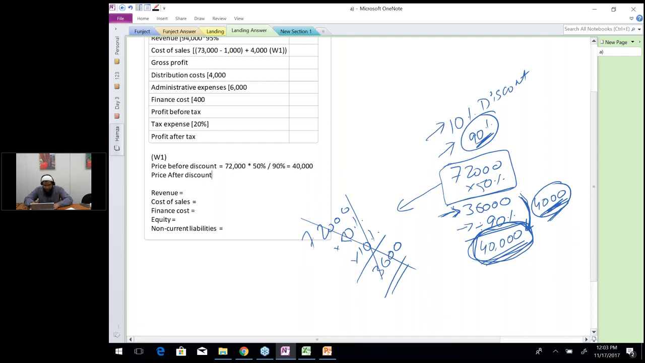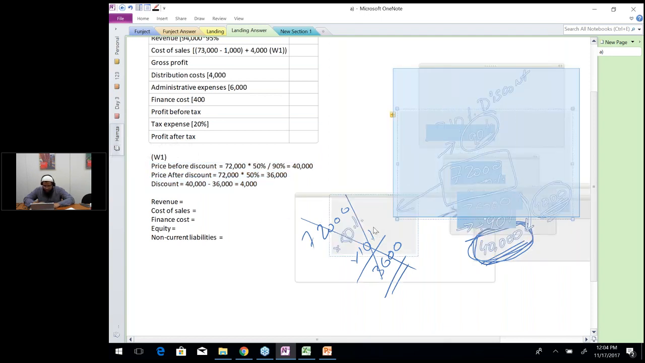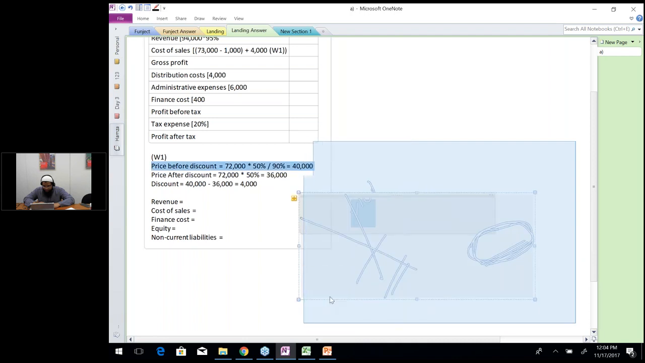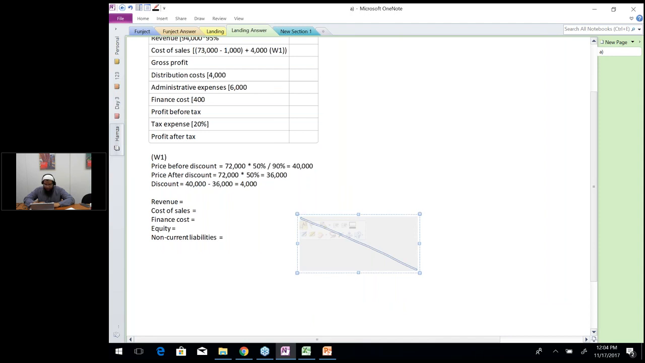and the price after the discount is 72,000 into 50%, which is 36,000. So the discount is equal to 40,000 minus 36,000, which is going to be 4,000. So this is how we have got the discount. So I'm removing these handwritten values. Is it clear to all of you how we have calculated the discount? Yes, Neeraj, exactly. Yes, Simran, you're right for the next adjustment.